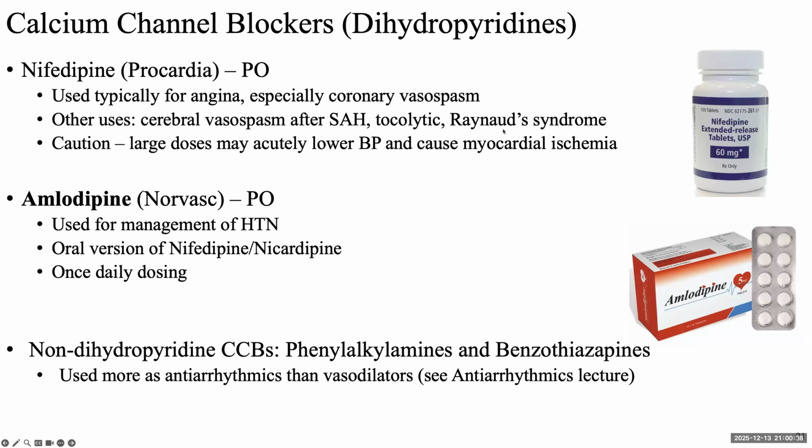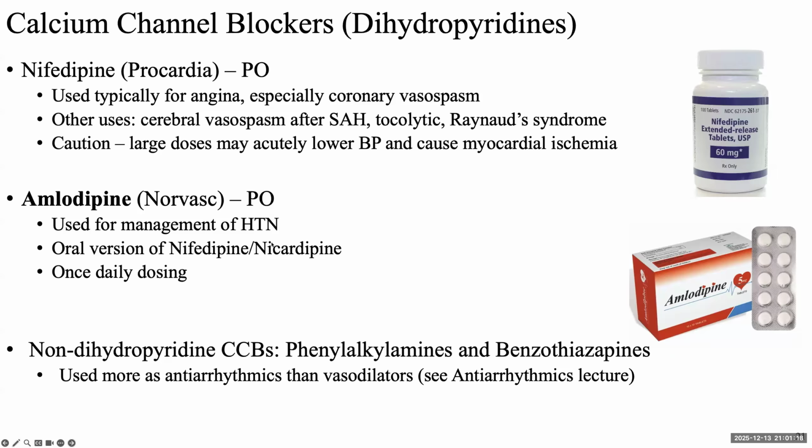Again, if you've heard of Raynaud syndrome, this is a condition where people have really poor perfusion to their digits, like their fingers. They tend to get really cold. So a little arterial dilation there to help promote more blood flow to the fingers, basically. You do want to take caution. Large doses may acutely lower blood pressure and cause myocardial ischemia, right? So, kind of obvious there. Don't overdose it.